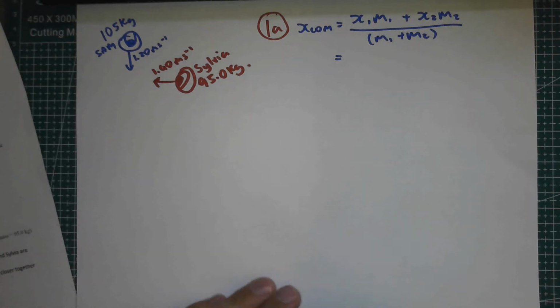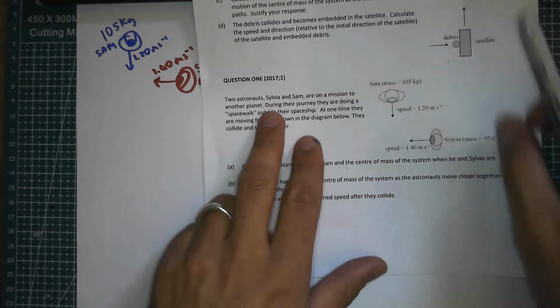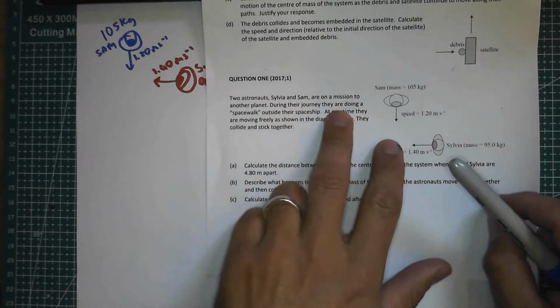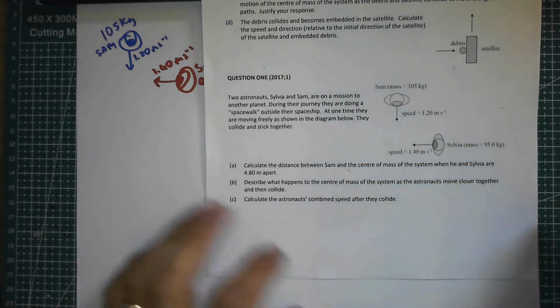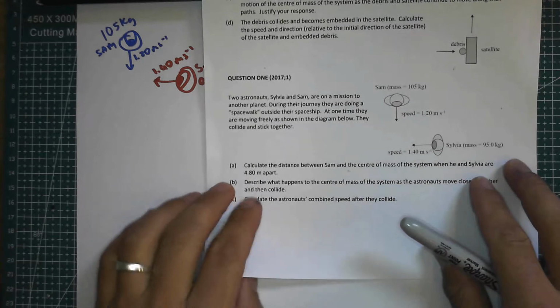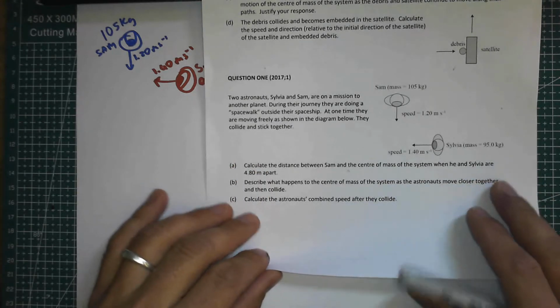Okay, here we are with the second question. We've got a bit of deja vu. So, two astronauts, Sylvia and Sam, are on a mission to another planet. During their journey, they're doing a spacewalk outside their spaceship. At one time, they are moving freely as shown on the diagram below. They collide and stick together. Hate it when that happens.